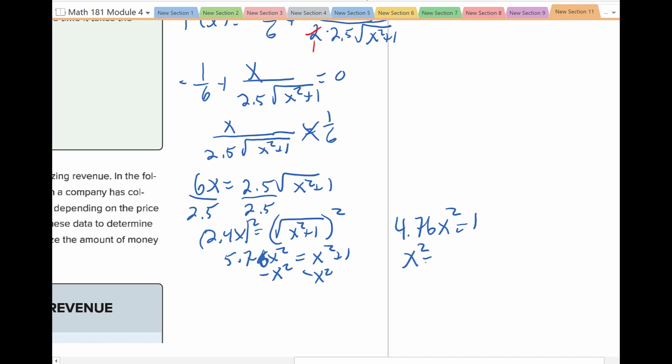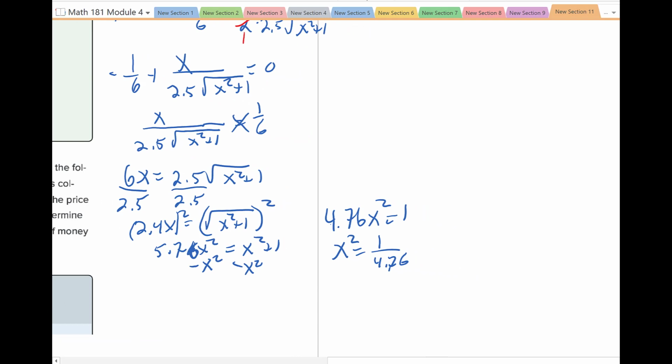X squared equals 1 divided by 4.76. And x would equal positive square root of that. It's going to be 0.458 miles. So the person's going to run 15 minus 0.458. That's going to be 14.54 miles. Okay.